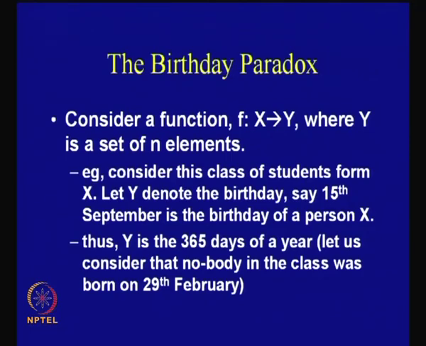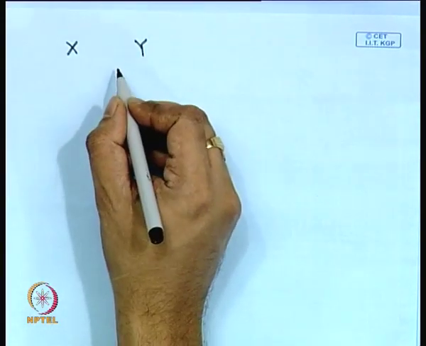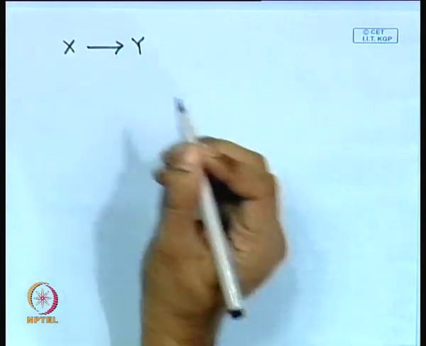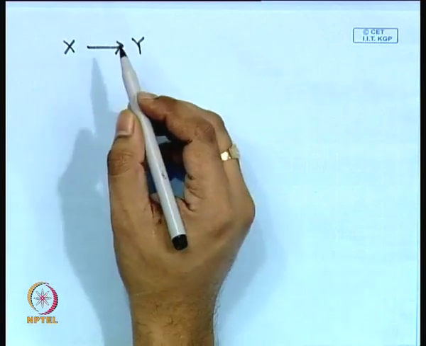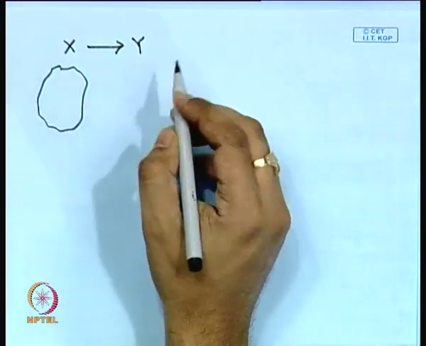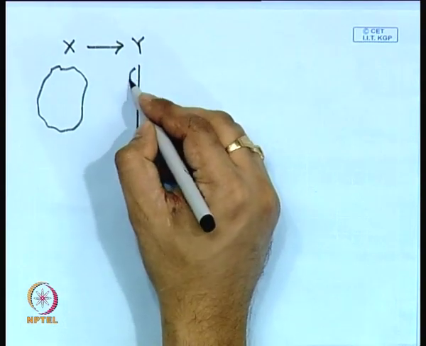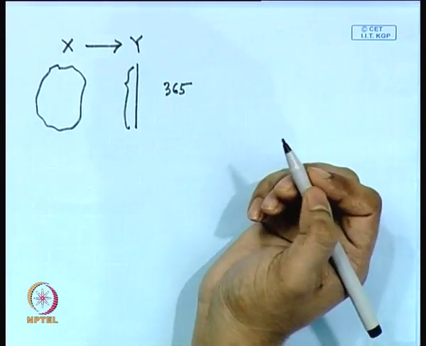So therefore there are two things here. One of them is x and the other one is y. So we are essentially considering a mapping from x to y. Let us consider that in this class there are x students, and that the possible number of birthdays is 365. So there are 365 possible days of birthday.